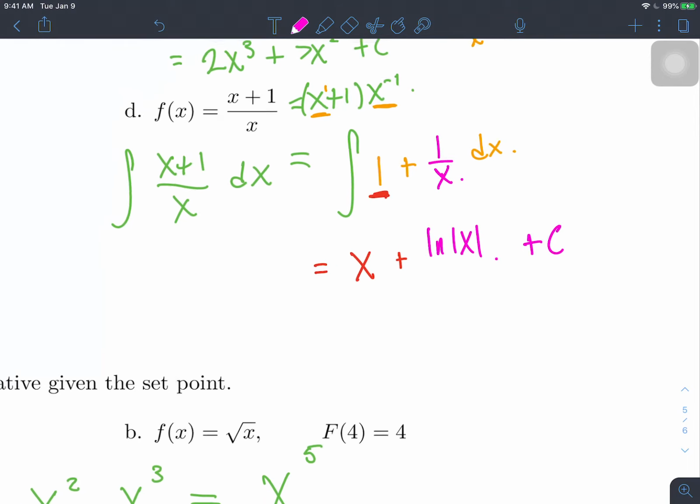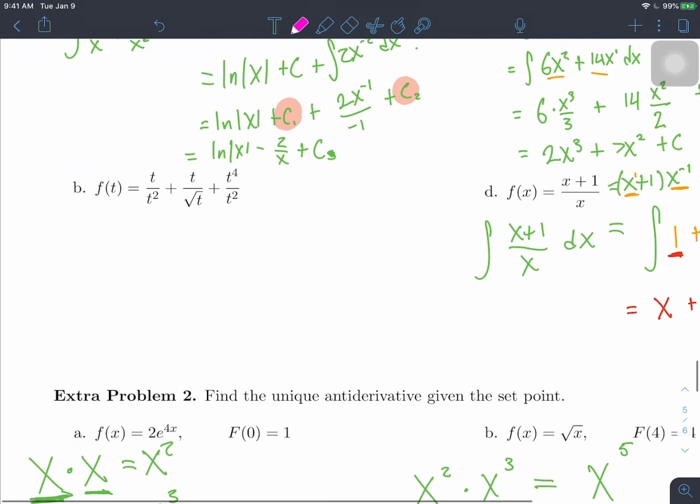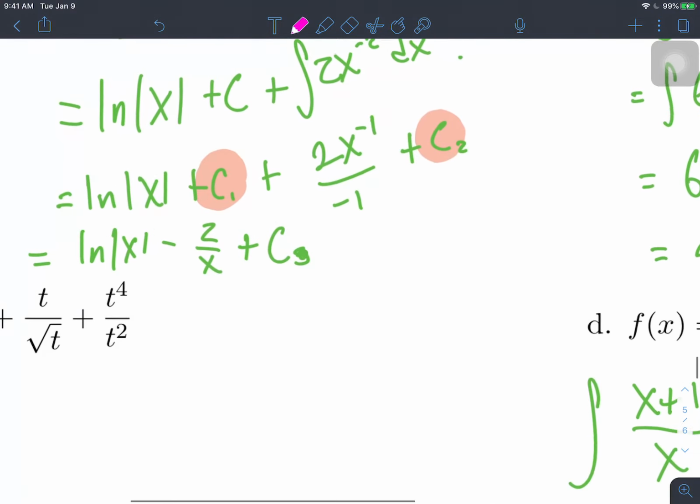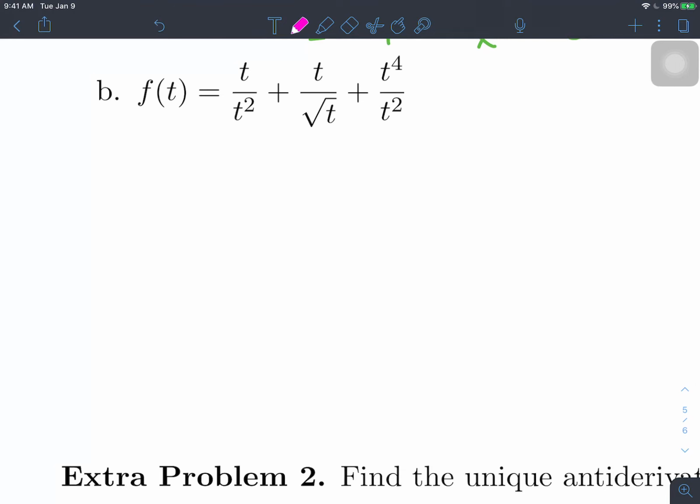Okay, great. So that's our answer for that one. You want to try one more? Sure. So we want to do the integral of all this stuff, but let's simplify it a little bit. T divided by t squared, what do I get? 1 over t. Yeah, 1 over t plus t divided by the square root of t, what do I get?